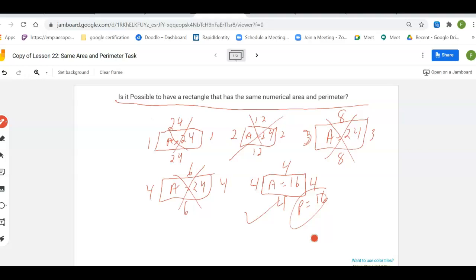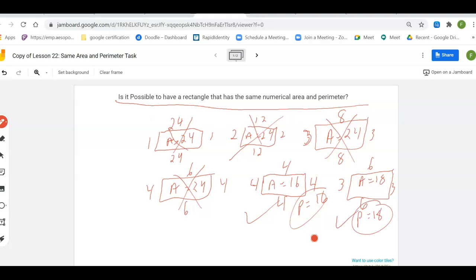Let's look at another example here. I'll try area 18 for this particular rectangle. And how about I choose 6 and 3? So now the area will be 18, but what about the perimeter? We're going to add up all the sides. 6 and 6 is 12, plus 3 is 15, plus another 3 is 18. So guess what? That one also works.